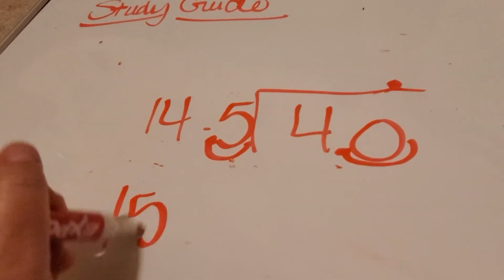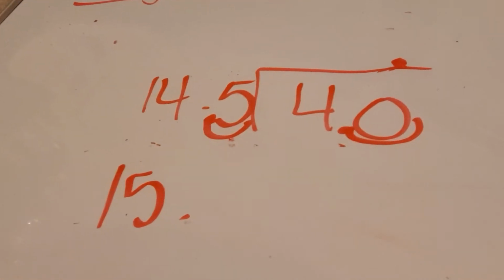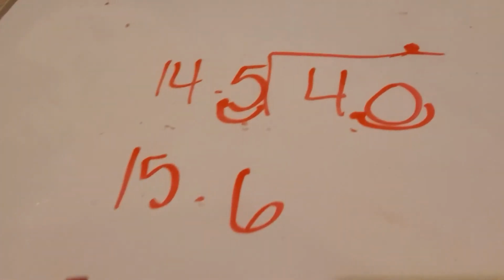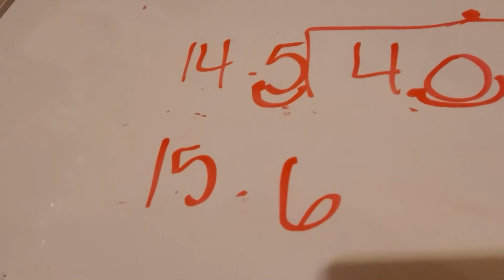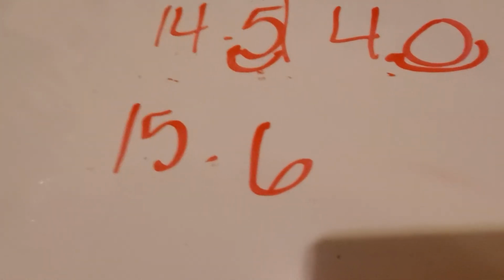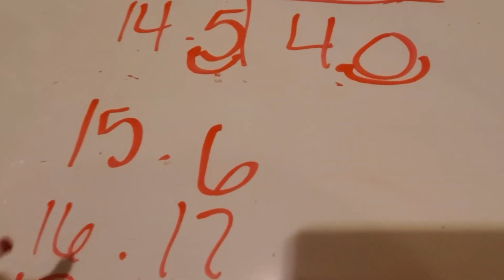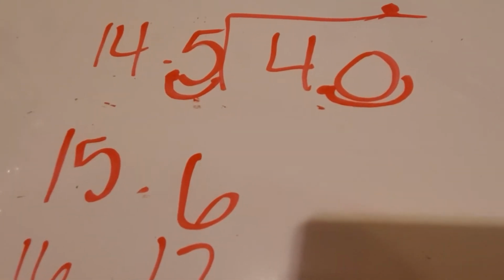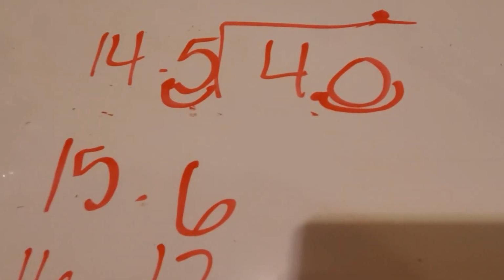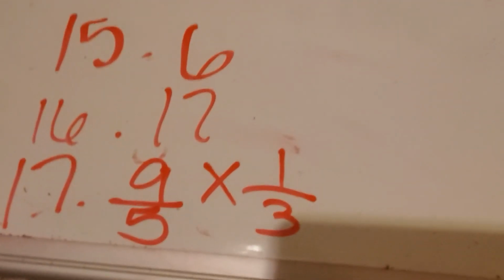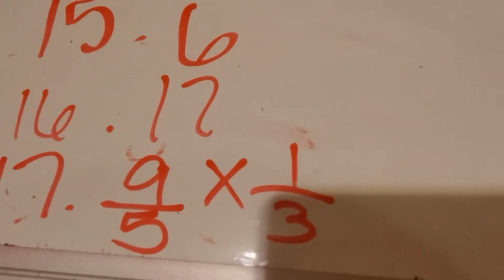Number 15, I will give you a hint. Your common denominator there is going to be a 6, okay? Common denominator is a 6. Number 16, you're subtracting. 12 is your common denominator. Number 17, make that a mixed number. So you would say 9 over 5. And since I'm dividing, I have to flip that number. So it'd be 9/5 times 1/3. The last 3 are more word problem based, so we'll kind of work those out.